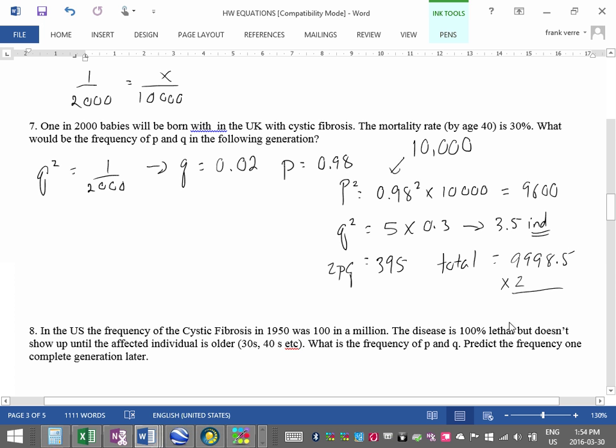So what is that in total? Well, we lost 1.5 individuals, so we should have lost 3 alleles. So what is that?